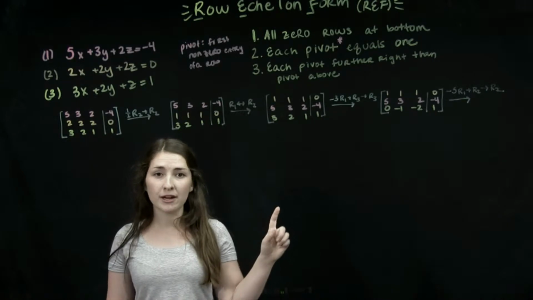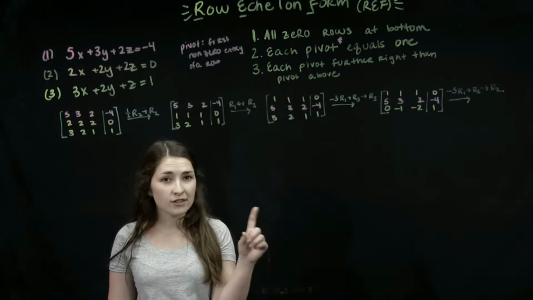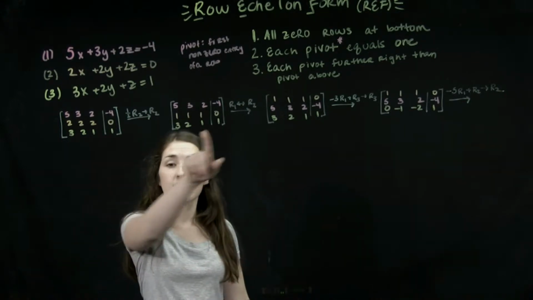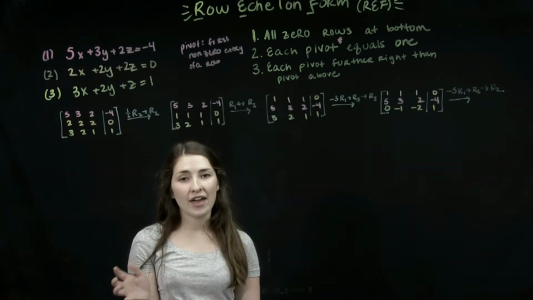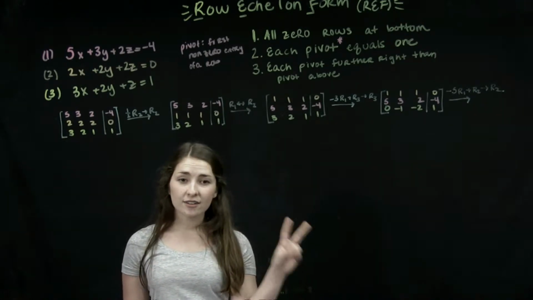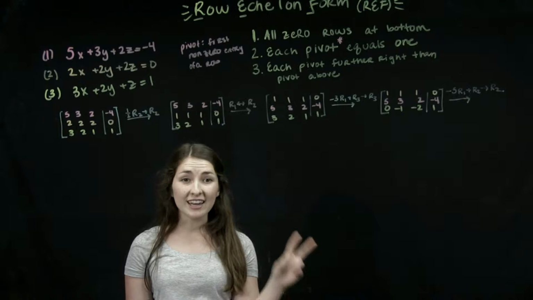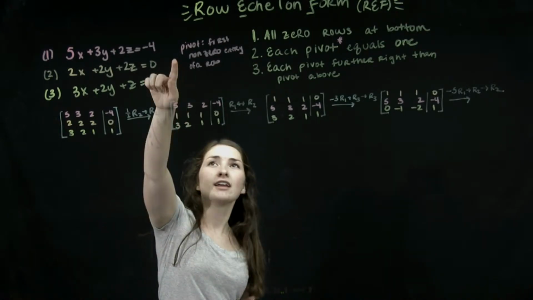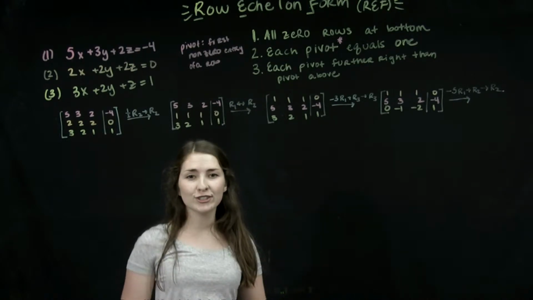Our first property is all rows of all zeros are at the bottom. So if by chance we had gotten a matrix that has all zeros, then that would pop to the bottom. Our second one is each pivot is equal to 1. So wait, hold up. What's a pivot? A pivot is the first non-zero entry of a row.